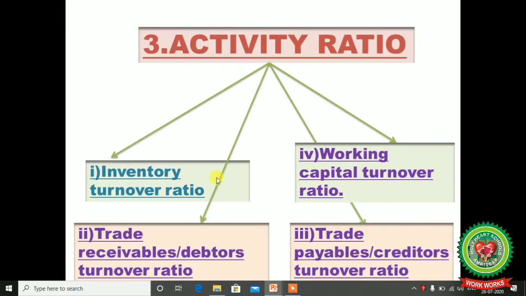Have a look. Number 1, under the activity ratio, inventory turnover ratio, trade receivable or known as debtors turnover ratio, trade payables, creditor turnover ratio, and the fourth one is working capital turnover ratio.